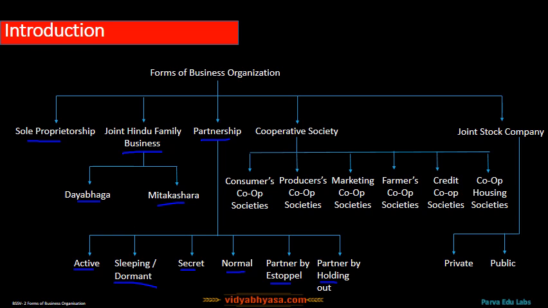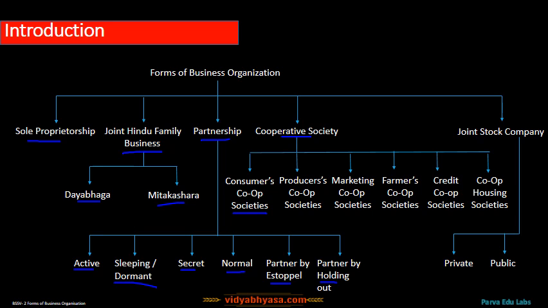The next one is cooperative societies. Cooperative societies are groups of people who come together to protect their interests. For example, a consumers cooperative society: instead of buying individually, all the consumers come together, buy at a wholesale rate and then share the goods. Like in a locality, if there are 25 people, they go to a market together and buy in bulk. Whenever people buy in bulk, they get a discount.